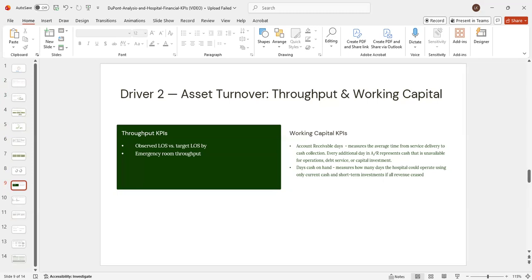So you have the benefit of an improvement without really having to change anything; this is all operational. You're not changing the kind of investments that are needed to increase the throughput. Through operational changes, you are increasing the throughput, thereby increasing the asset turnover.